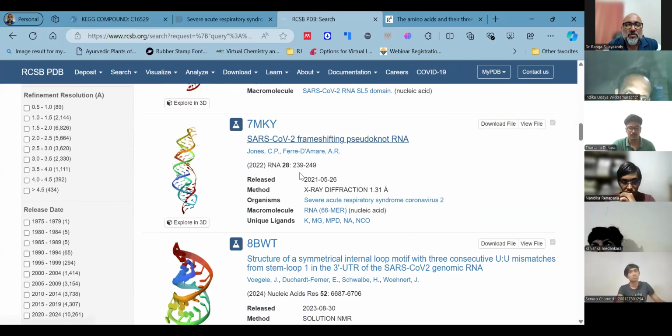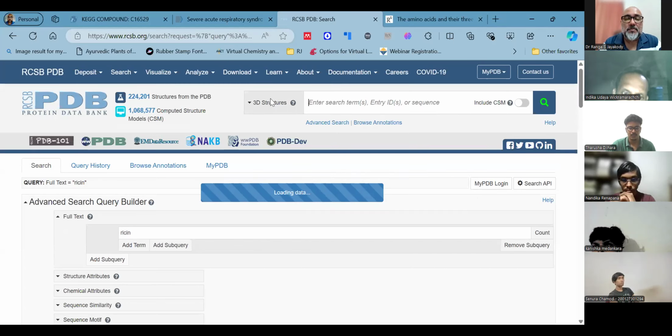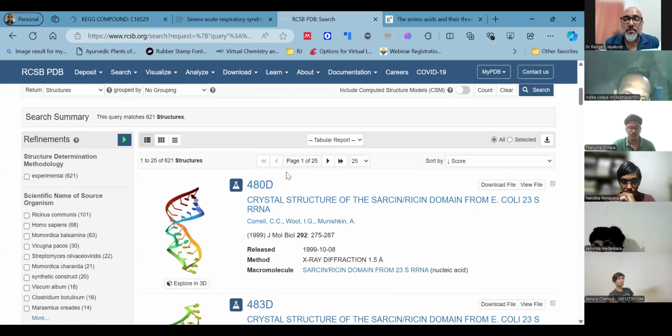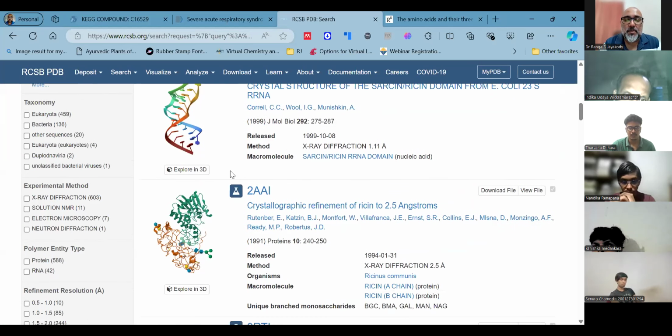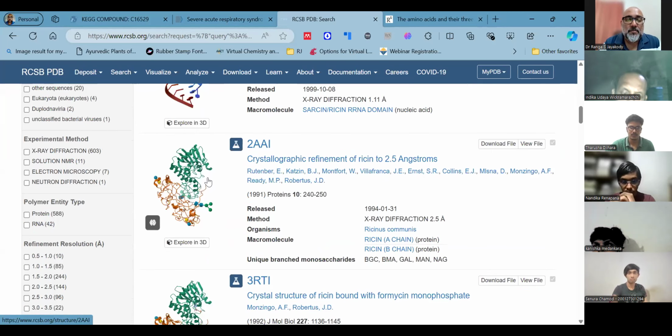And let's say, let's take a different one. For example, let's take this one. So the ricin is a plant protein. It's a toxic, plant toxic. Here's the structure of it: crystallographic refinement of ricin to 2.5 angstroms. That simply means the crystal structure, X-ray structure of this particular protein called ricin.